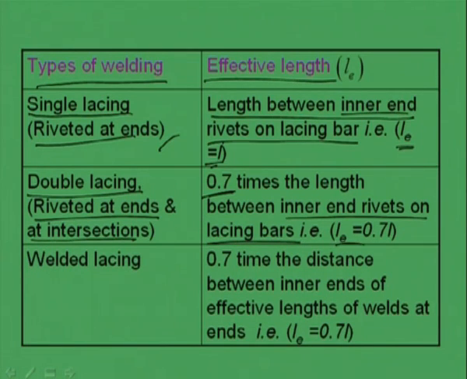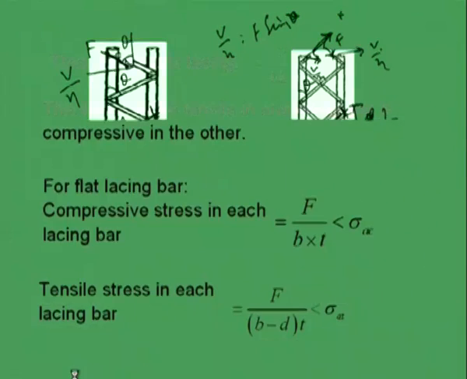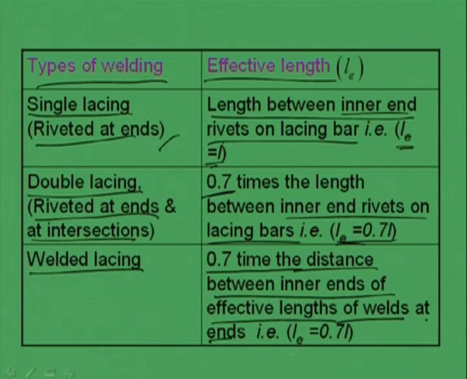So, effective length LE will become 0.7 into L, where L is nothing but what we have shown here, this is the L, right, and in this case for double lacing this is the L. Okay. So, 0.7 times the length between inner end rivets on lacing bar. And in case of welded lacing, this effective length will be 0.7 times the distance between inner ends of effective lengths of welds at ends. That means this will also be LE equal to 0.7 L. So, in this way we can find out the effective length.